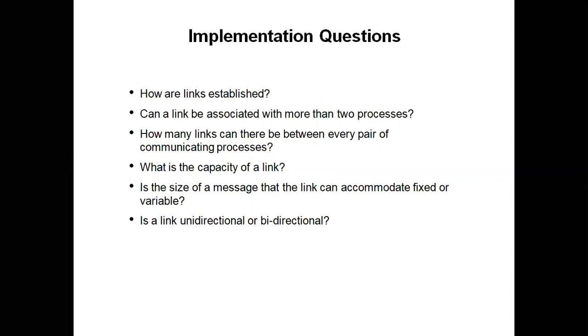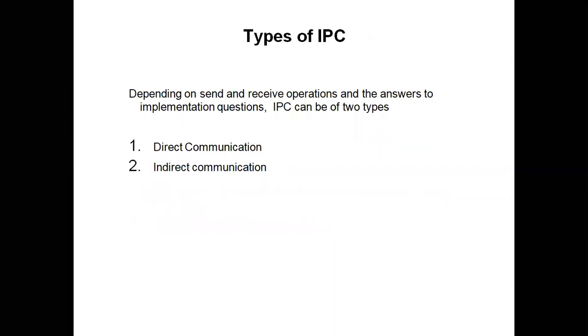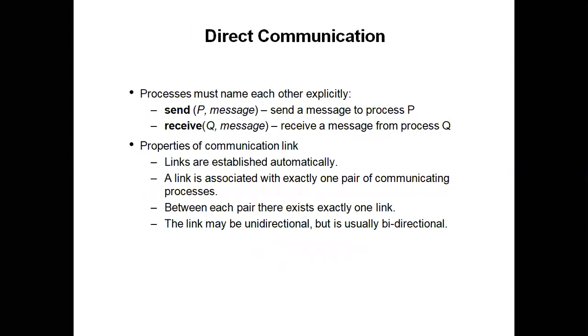So on all these properties, we can decide what type of IPC we are using. Depending upon the send and receive operations and the answers to the questions, we can decide whether a given IPC or communication is direct communication or indirect communication. In direct communication, the processes communicate by sending and receiving messages directly.